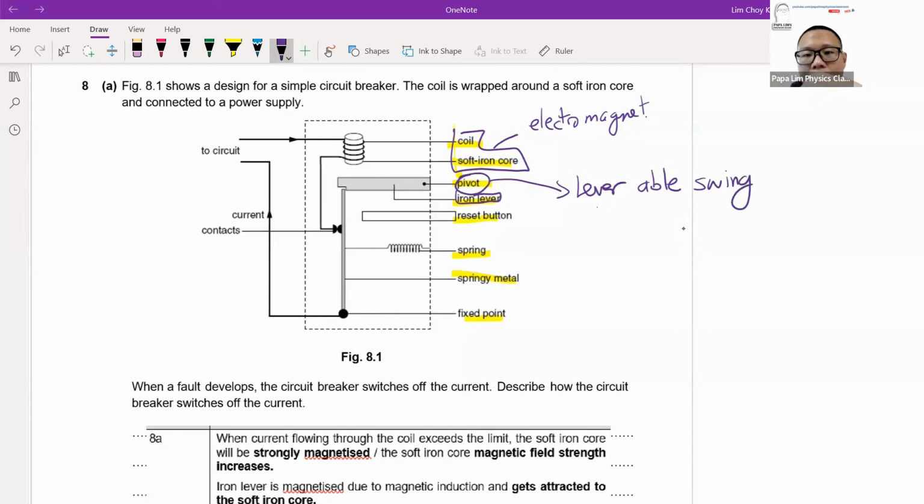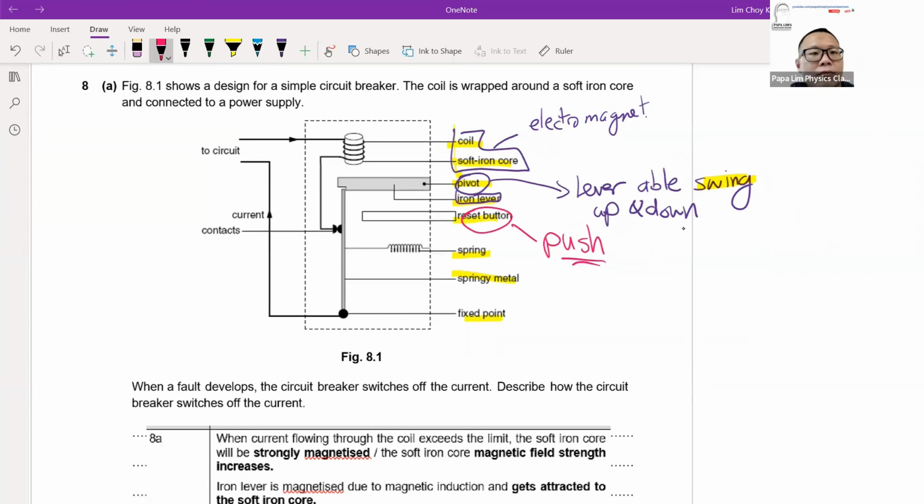Okay, the swinging is able to swing up and down, I would say up and down. That's what the question is trying to tell you when I say lever. Okay, reset button here. The more I see a reset button, I'm looking at something that I'm able to push, push in and out.